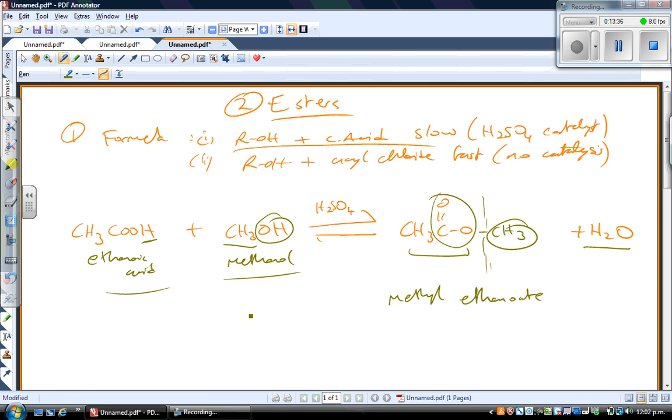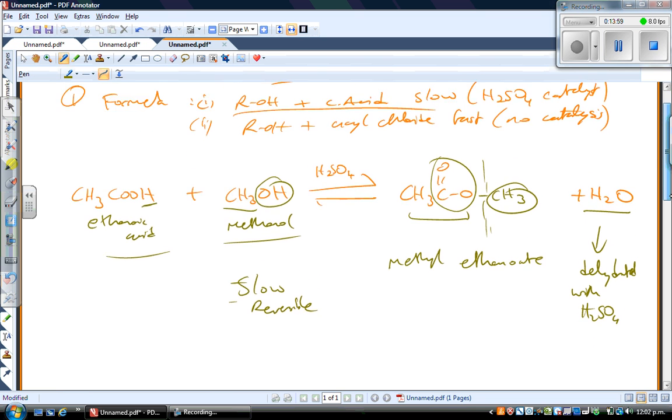As I said, the reaction is slow, it's reversible, and to speed things up a bit, the sulfuric acid acts to dehydrate the water byproduct. That helps to speed up the reaction. Okay, so that's the formation of esters.